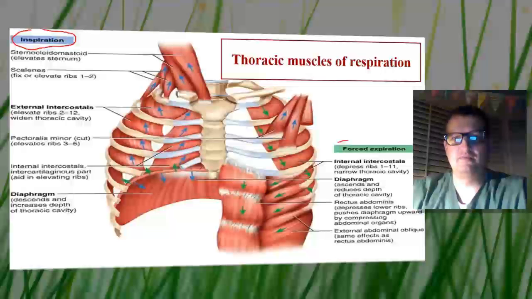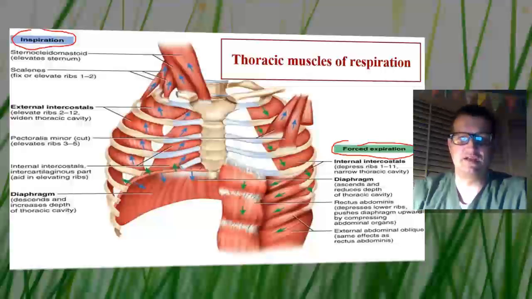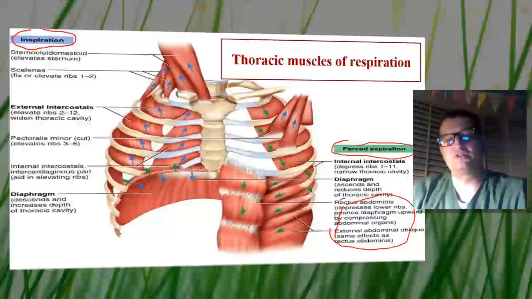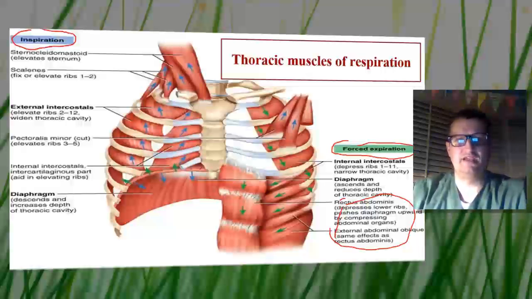And then during forced expiration, you have the internal intercostals. Also, the diaphragm is involved, and then the abdominal muscles as well down here. So remember that the origin and insertion of the intercostals depends on whether they are external or internal. They look very similar, but they have a different origin and insertion.